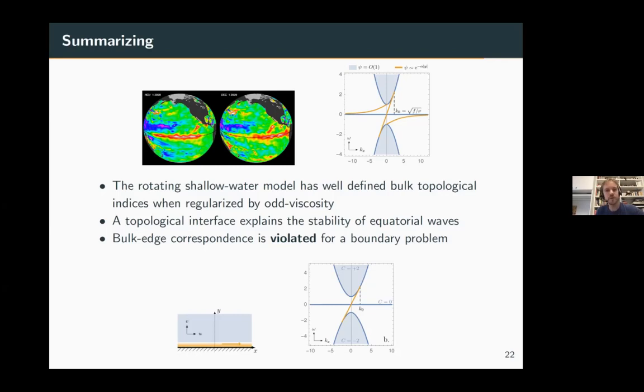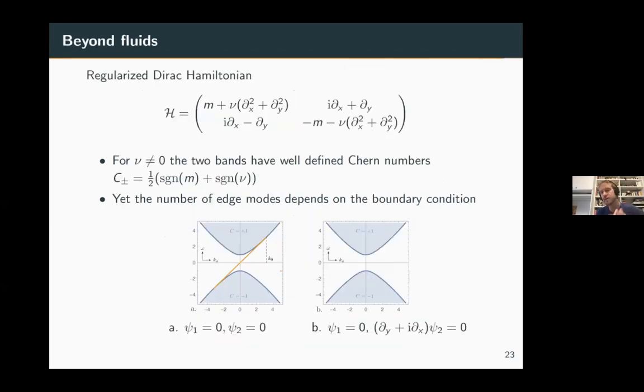So if you are not familiar with fluids, or if you think this is a specificity to fluids, well, let me just mention that it's actually not the case at all. And you can play the same game with the Dirac Hamiltonian, okay? So that would be the spin 1/2 analog of the previous problem, which was more a spin 1 problem.